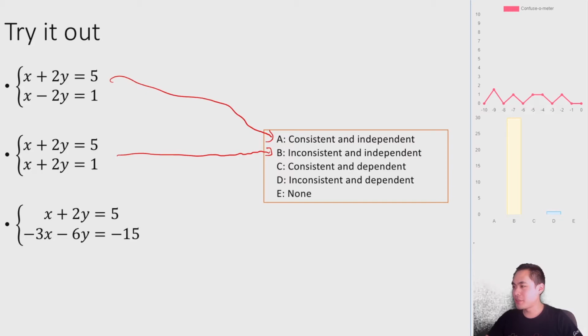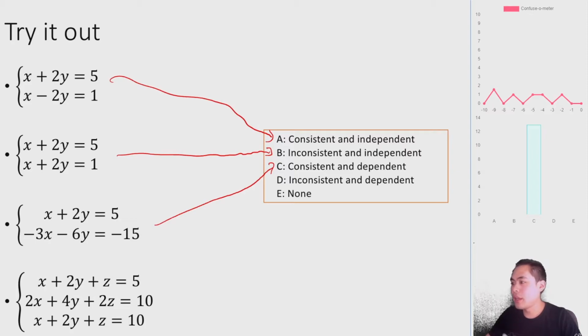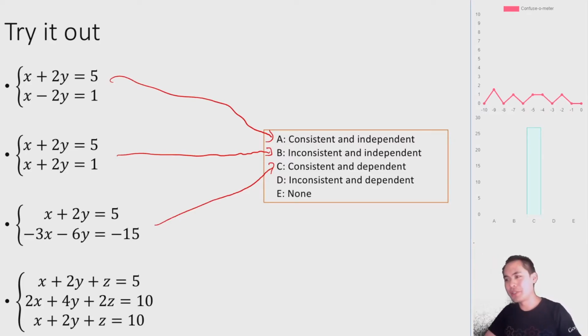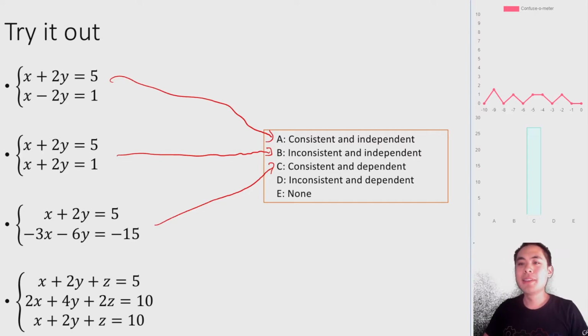Okay, it looks like some of you have already noticed the pattern, and yes, this one is indeed consistent and dependent. It's because if you multiply the first equation by minus 3, you get the second one. Okay, and let me reset again, and we have one last one. Notice that I have 3 variables here, so I have now made things complicated.